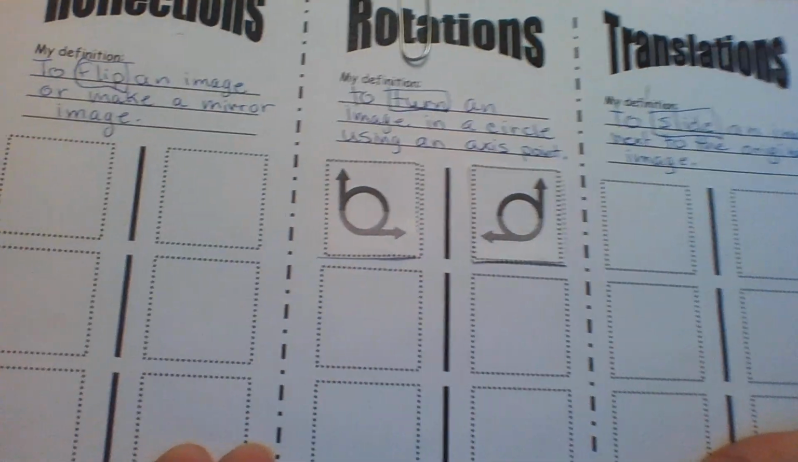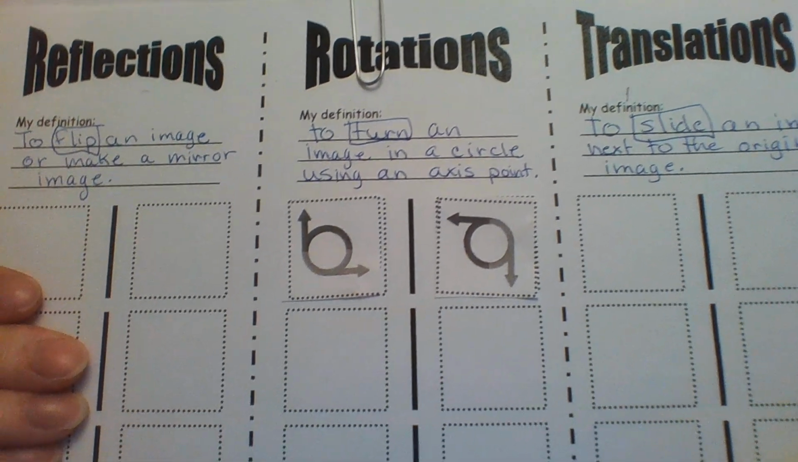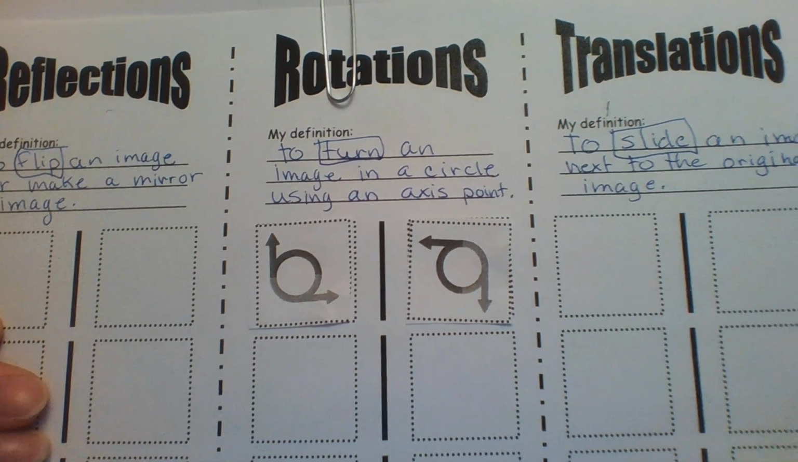Okay, so you can see how I turned them. I didn't glue them very well. Let me glue it this way. Okay, so you can see how that one was moved around. So that is an example of a rotation.